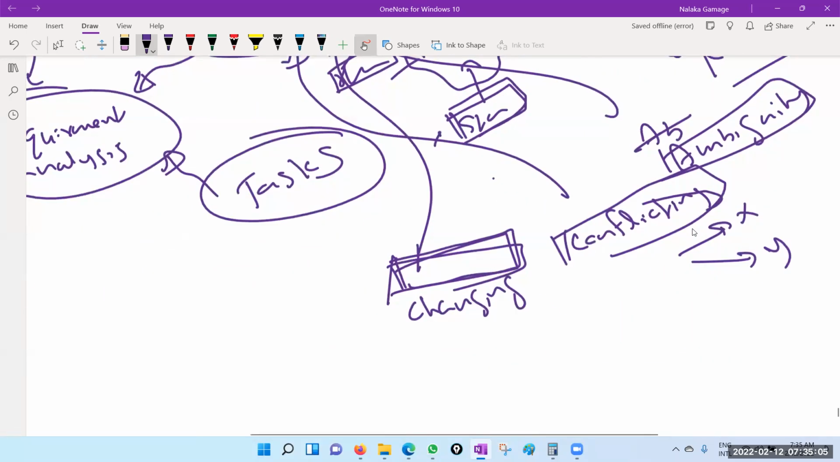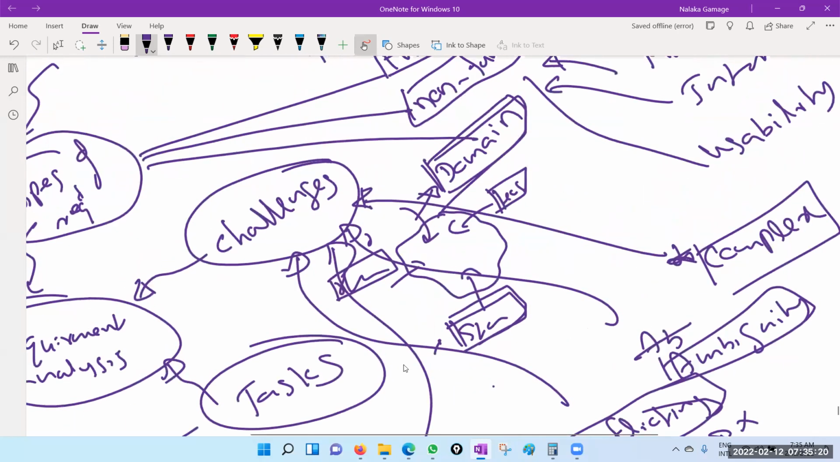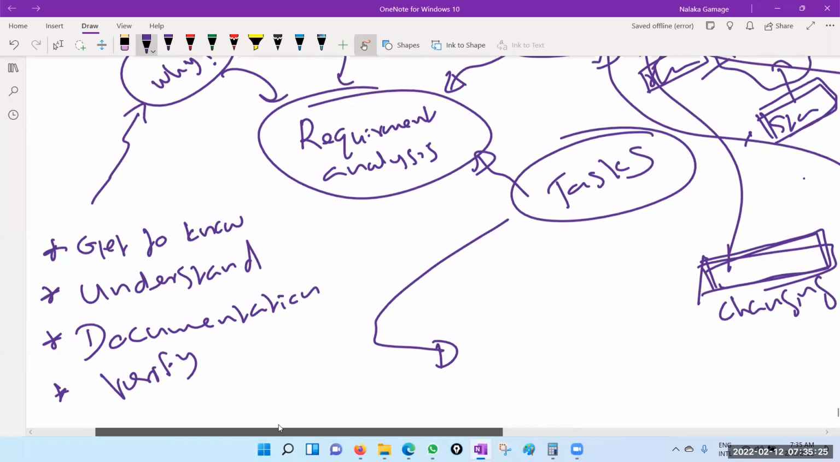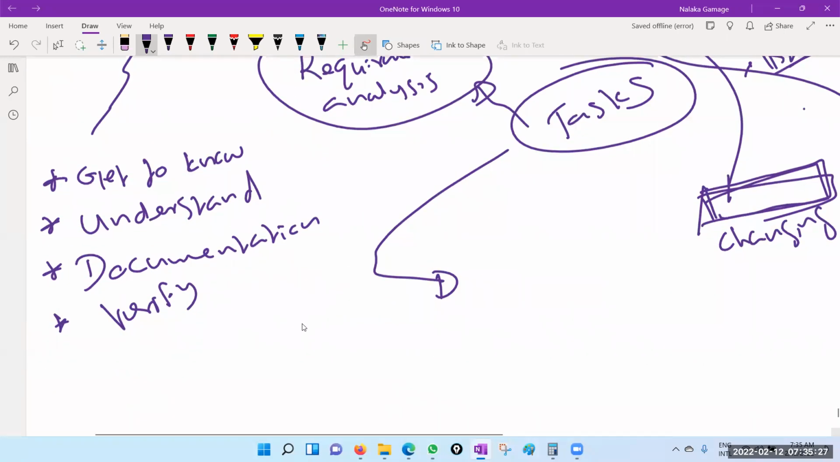And now let's see how we can tackle those. That is how the requirement engineering is done. How do engineers do those tasks, facing these challenges, and ultimately achieve these objectives of getting to know, understand, document, and verify. Right, what are the tasks? The task number 1 is, obviously we must get to know. Right, so that is, we call them gather requirements.